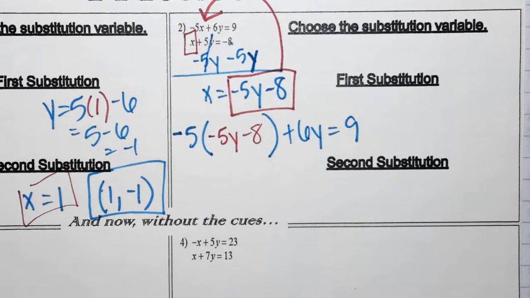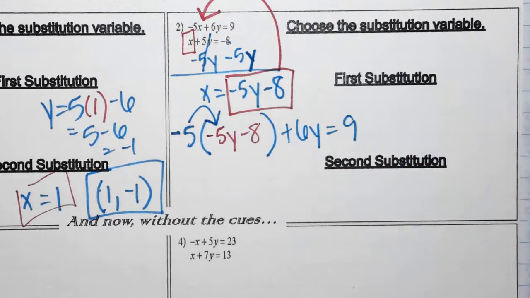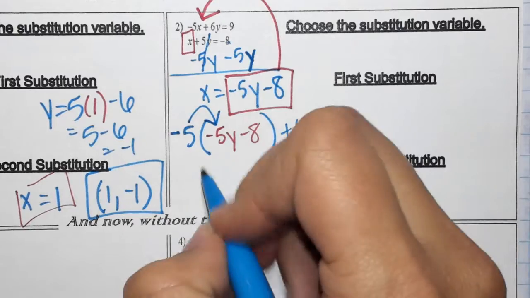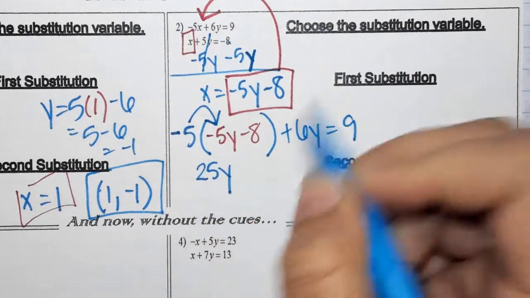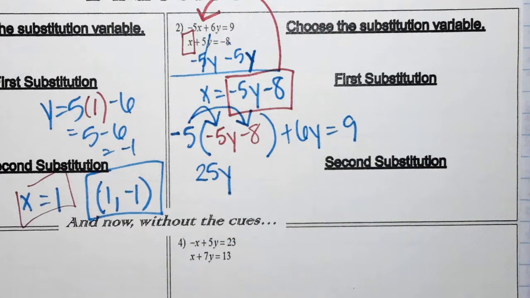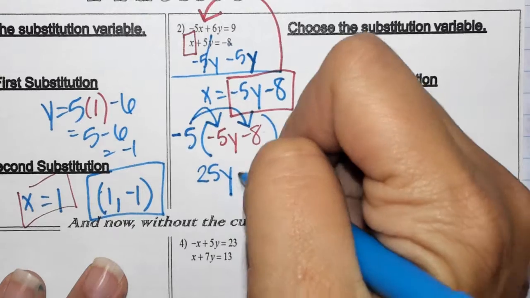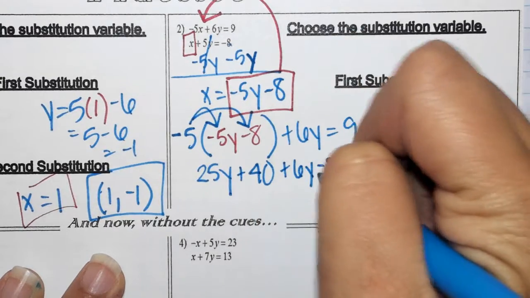How do I get rid of parentheses? You just did. Okay, so negative 5 times negative 5y is 25y. Positive or negative? Positive. Yes. And then you plus 40. Why is it plus 40? Because multiplying a negative times a negative equals a positive. And then plus 6y equals 9.